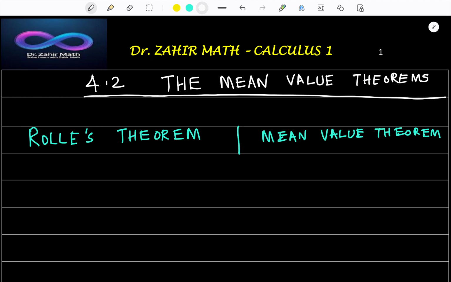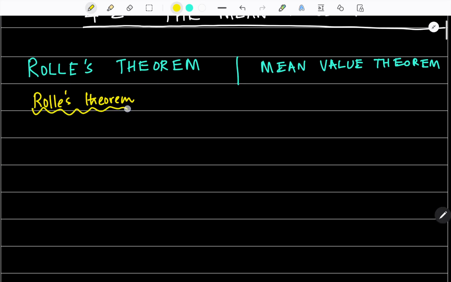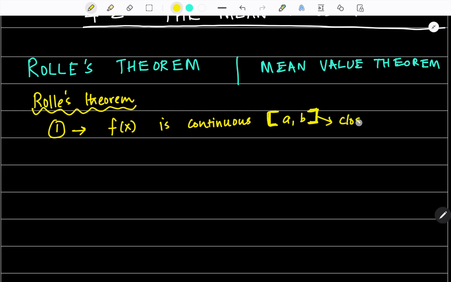Okay. Let's start with Rolle's theorem. What are the steps we are going to follow? Like previous extrema functions, I'm going to give you step number 1. For all the questions you are going to write: f of x is continuous in the closed interval a comma b. Look here, this is called closed interval a comma b.